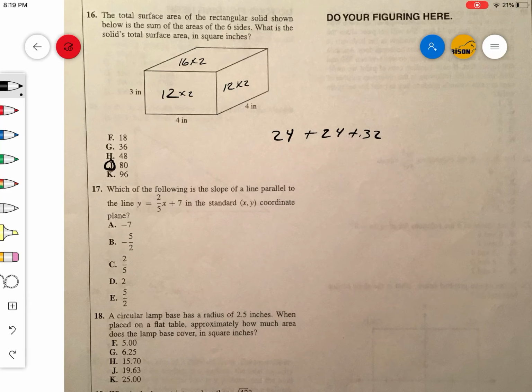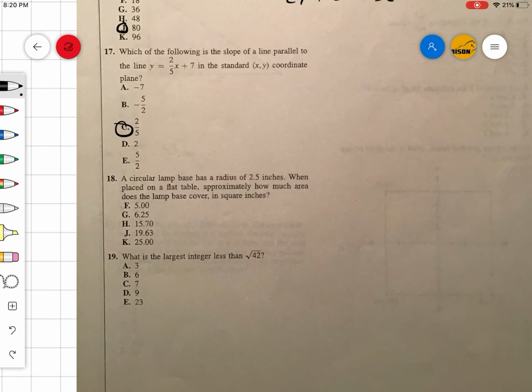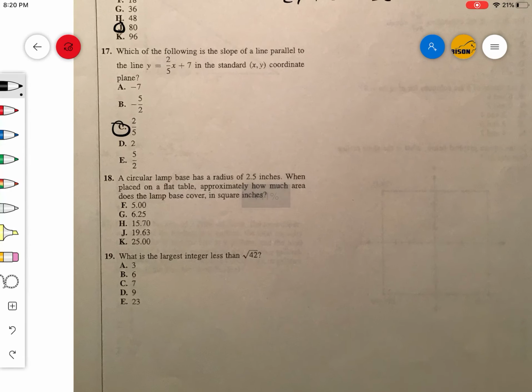All right, it's number 17. Which of the following is the slope of a line parallel to the line y equals 2 over 5x plus 7 in a standard xy coordinate plane? This question is very quick. This is a time saver. They want to know the slope of a line parallel to it. 2 lines that are parallel have the exact same slope. So 2/5 x would be C, 2/5.